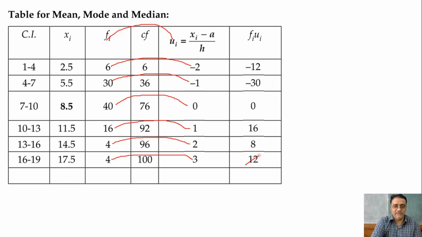Okay, so 12 minus 12, we can cancel it. This is 24 and this is minus 30. So we'll get minus 6, okay? And the total frequency is 100 and summation f u is minus 6.